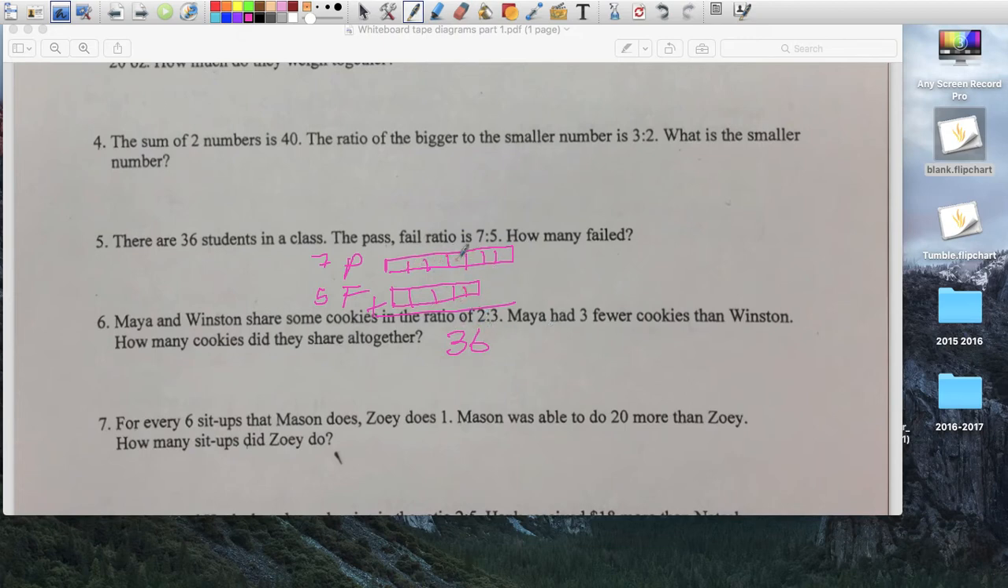Well, I have 7 plus 5 boxes, so a total of 12 boxes. And 36 divided by 12 gives me 3. I can put 3 in each box. So there's 3, 6, 9, 12, 15, 18, 21: 21 people who passed. And 3, 6, 9, 12, 15: 15 who failed. So 21 plus 15 isn't 30, it's 36 actually. So we're good here. How many failed? 15.